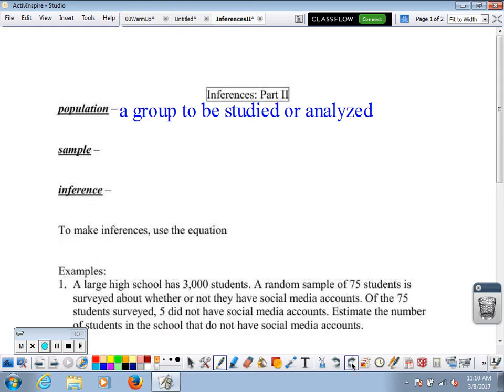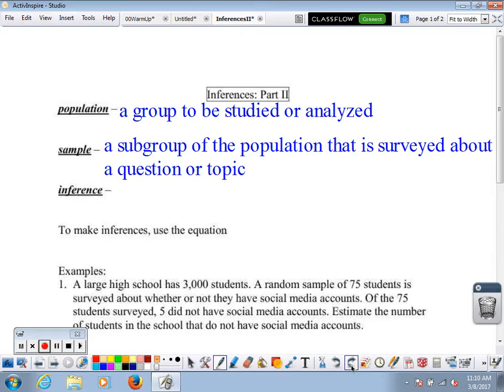So first off, a population. Population, we said, was a group to be studied or analyzed. It's the entire population. So if you want to know about how, say, students in the school feel about cafeteria lunches, the entire population would be the entire student body, all the students that go to that cafeteria. But if you want to find out how students feel about that lunch, you're not going to ask the entire population. There's not enough time. It doesn't make sense. It's not feasible. So you find what's called a sample.